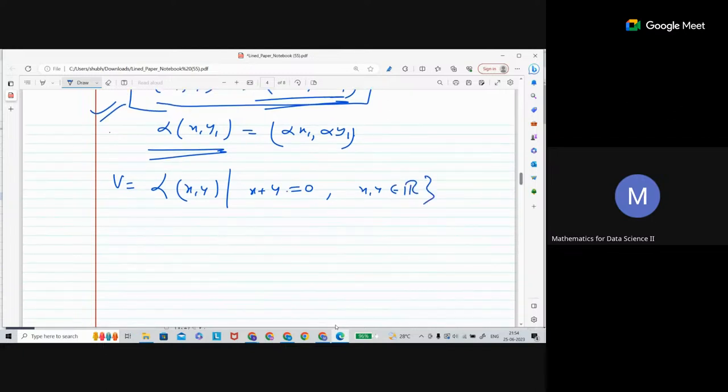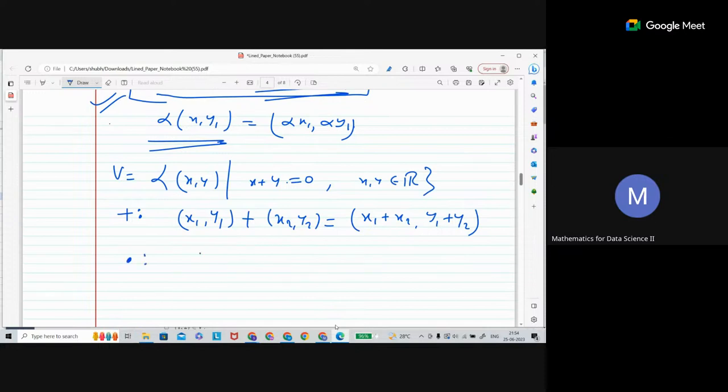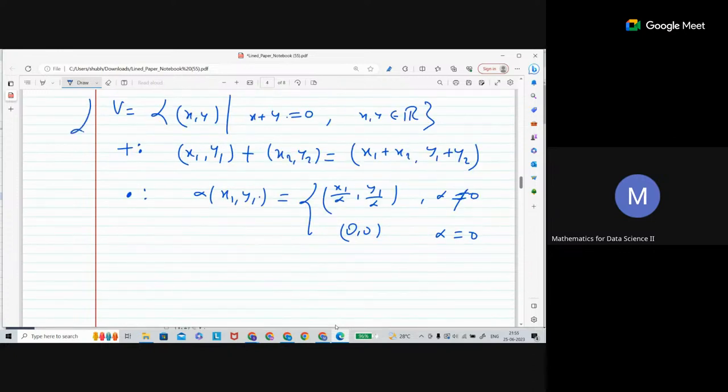The plus operation is defined like this. I took two elements of the set V, and addition follows (x1, y1) plus (x2, y2) equals (x1 plus x2, y1 plus y2), coordinate-wise addition. But multiplication is defined like this: alpha times (x1, y1) equals (x1 by alpha, y1 by alpha) if alpha is not equal to 0, and if alpha is 0, then it is 0. Now the question is: does this set with these operations form a vector space or not?